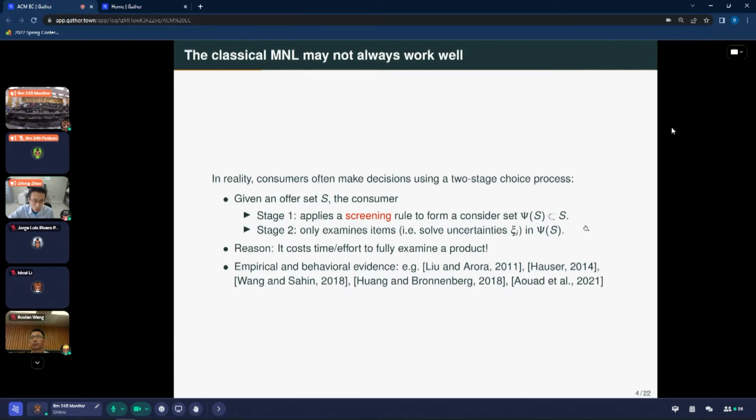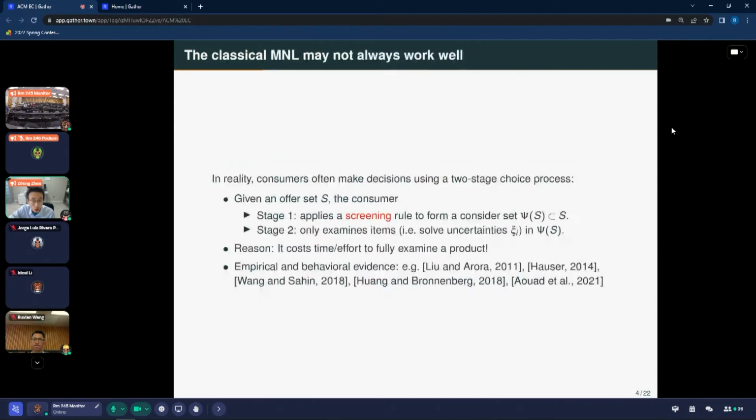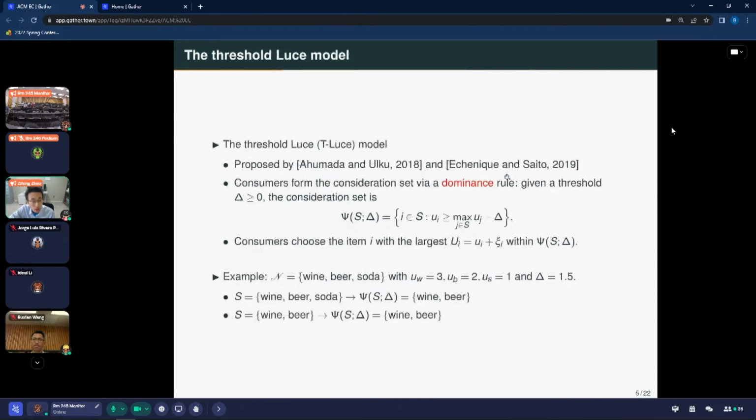Okay. The reason, as suggested by this empirical and behavioral work, why consumers use this two-stage choice process is that sometimes there are just a lot of items to choose from, right? And it costs time and effort to fully examine all the products. So that's why sometimes they follow this two-stage choice process. And one of the promising models for this two-stage choice process is the so-called threshold Luce model, or the T-Luce model, proposed by these two papers in economics.